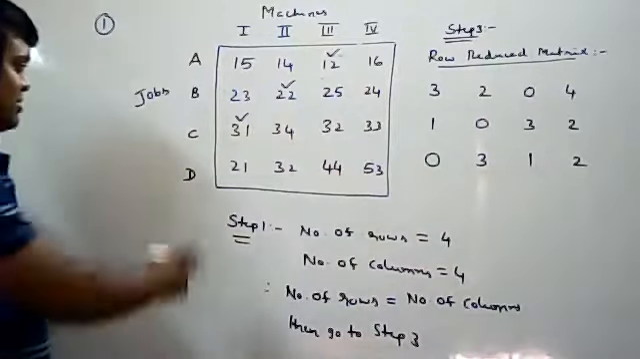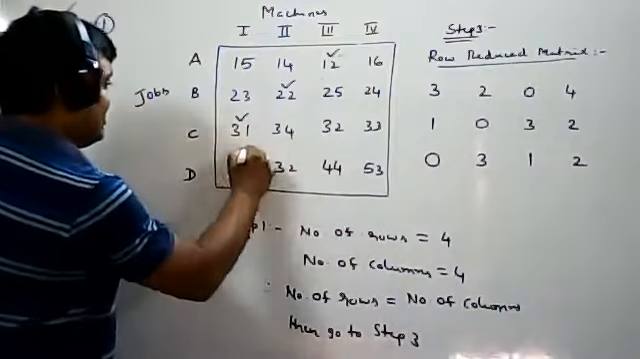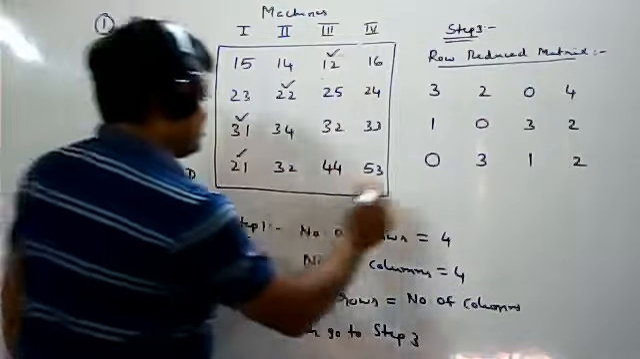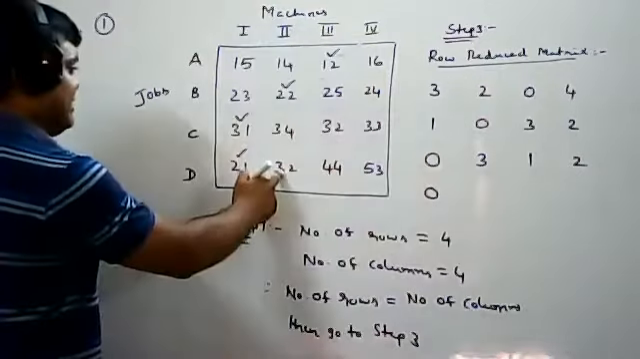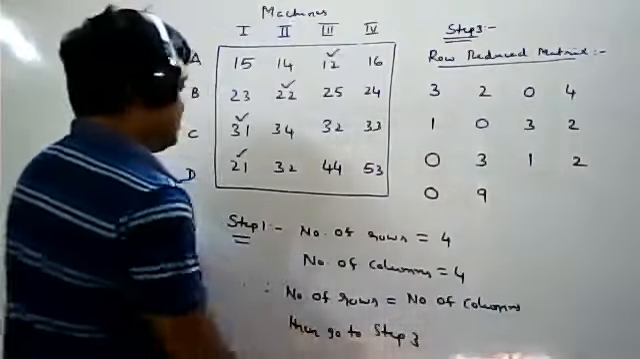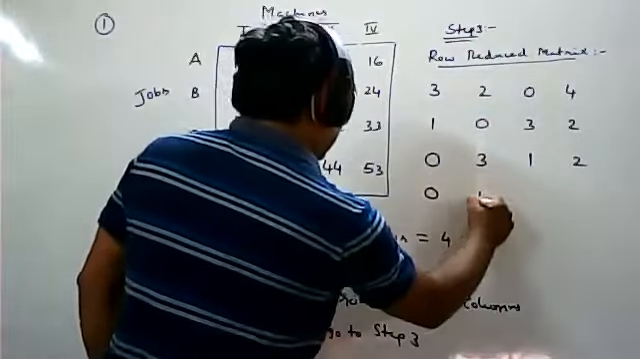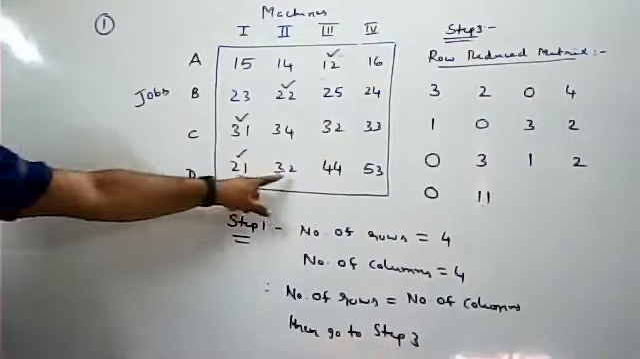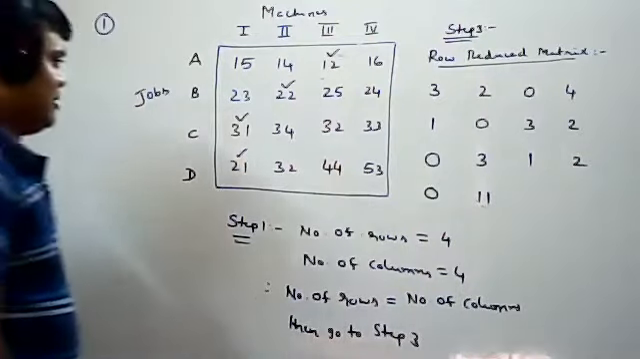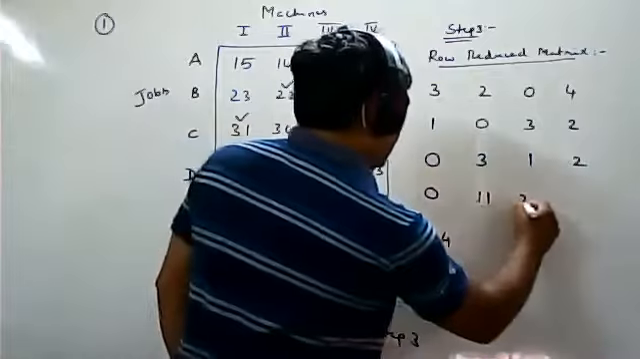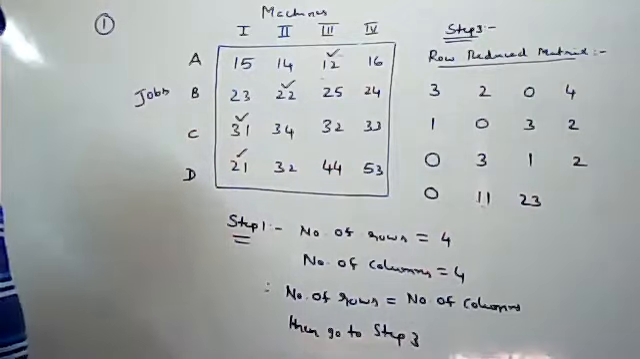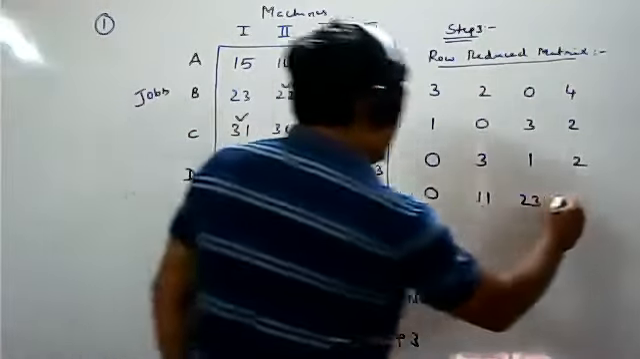Similarly, last row, smallest element. What is the smallest element here? 21 is the smallest element. It should be subtracted from each and every element of that particular row. So 21 minus 21, 0. And next 32 minus 21 is 11. And next 44 minus 21 is 23. And next 53 minus 21 is 32.